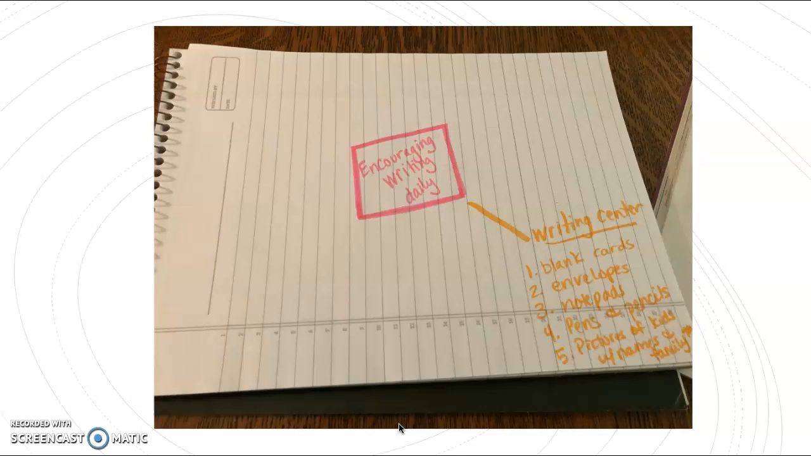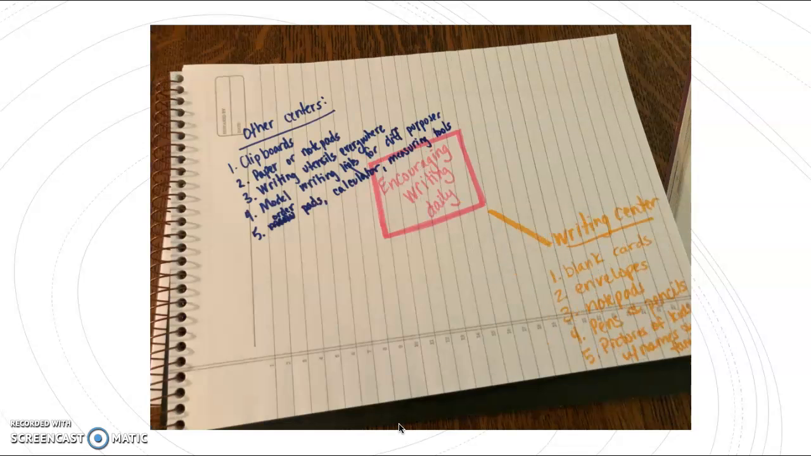One thing I often find as a weakness in early childhood classrooms is encouraging writing daily. So I jotted that down on a piece of paper in the middle. I immediately start thinking about what should be in the writing center and how the writing center should look. Then I go to the other centers and I think, what should those centers have in them?